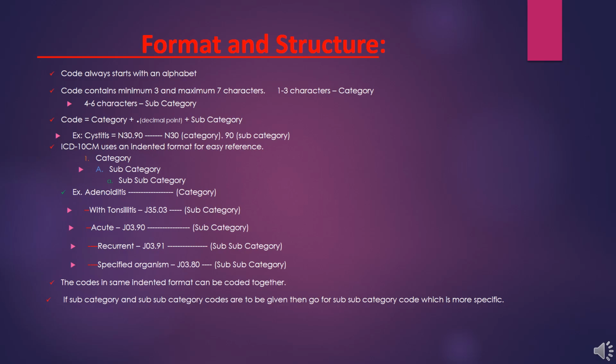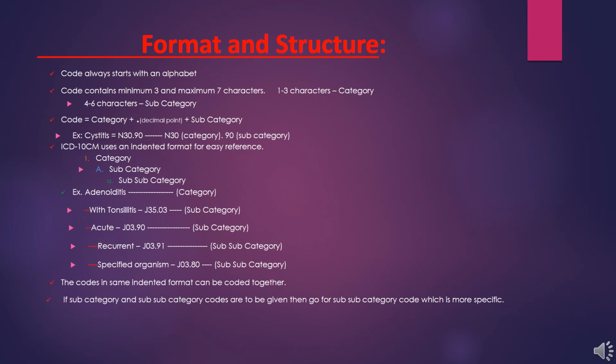Format and structure. A code always starts with an alphabet. A code contains a minimum of 3 and a maximum of 7 characters. The first 3 characters are the category, characters 4 to 6 are the subcategory, and the last is the extension. A decimal point follows the category, for example fever, cystitis.